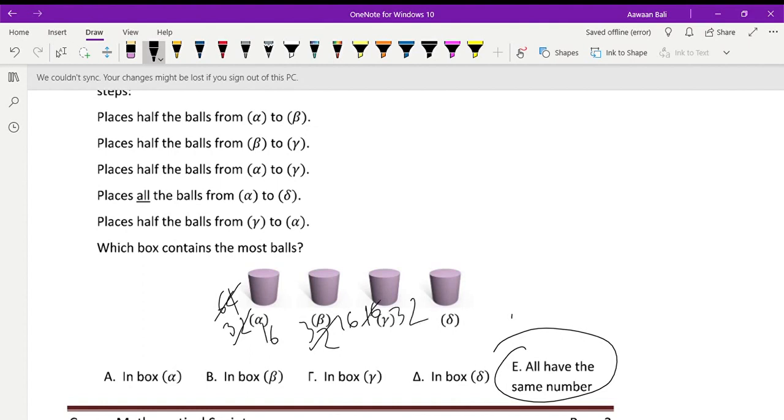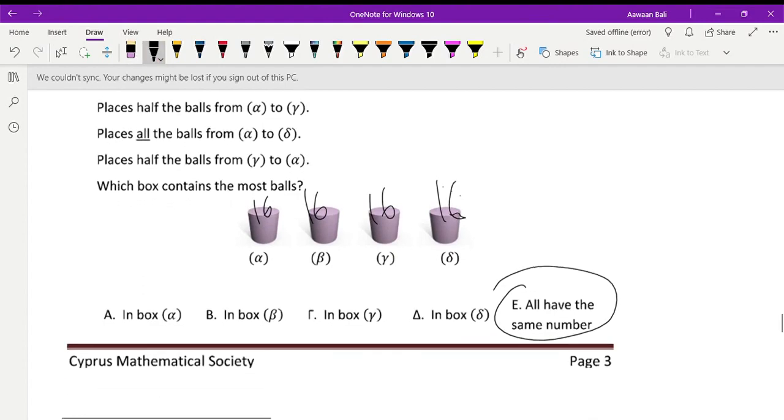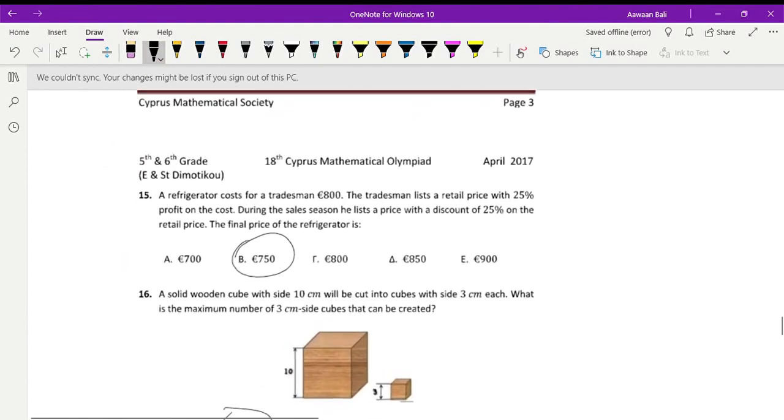Place all the balls from alpha to delta. So there's no more. 0 and 16 will go here. And now place half the balls from gamma to alpha. So there'd be 16 here, 16 here, 16 here, and 16 here. So basically, which box contains the most balls? Since all of them are 16, we can say the answer is option number eta. They all have the same number.